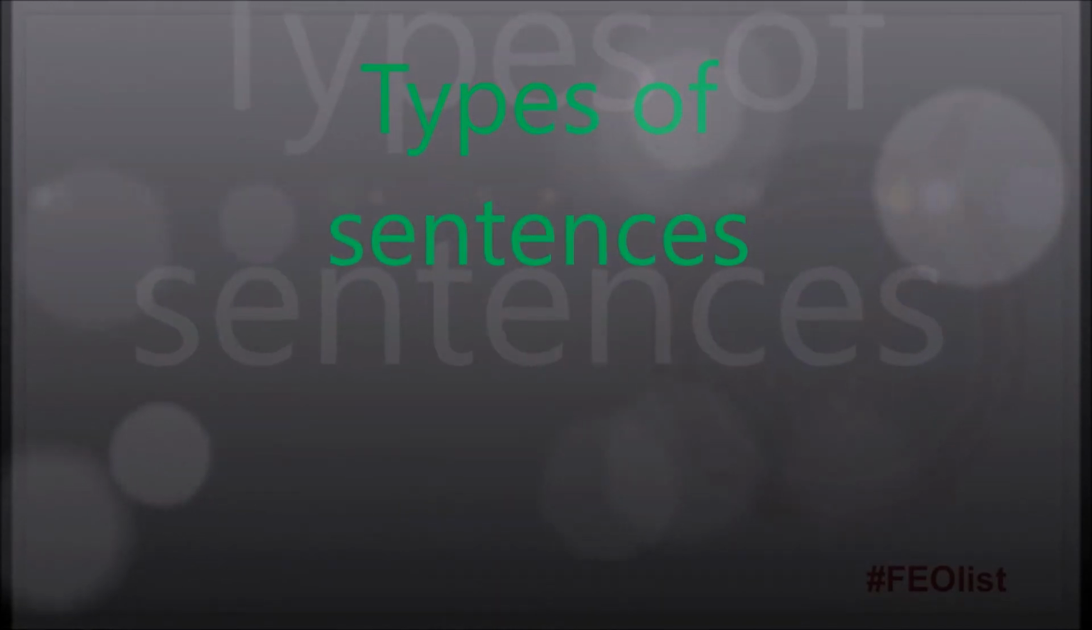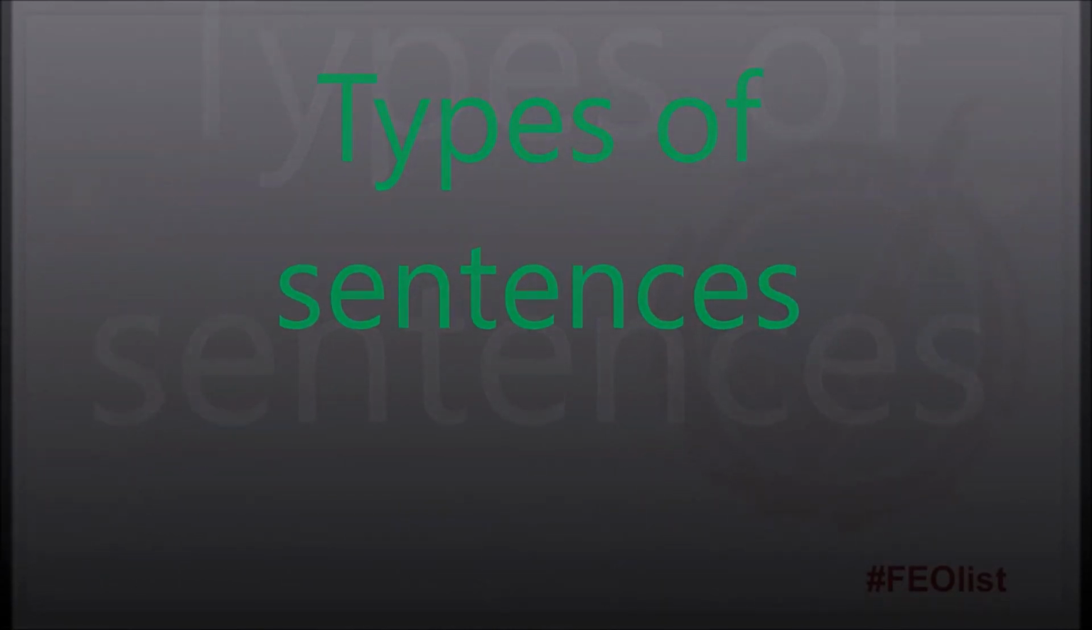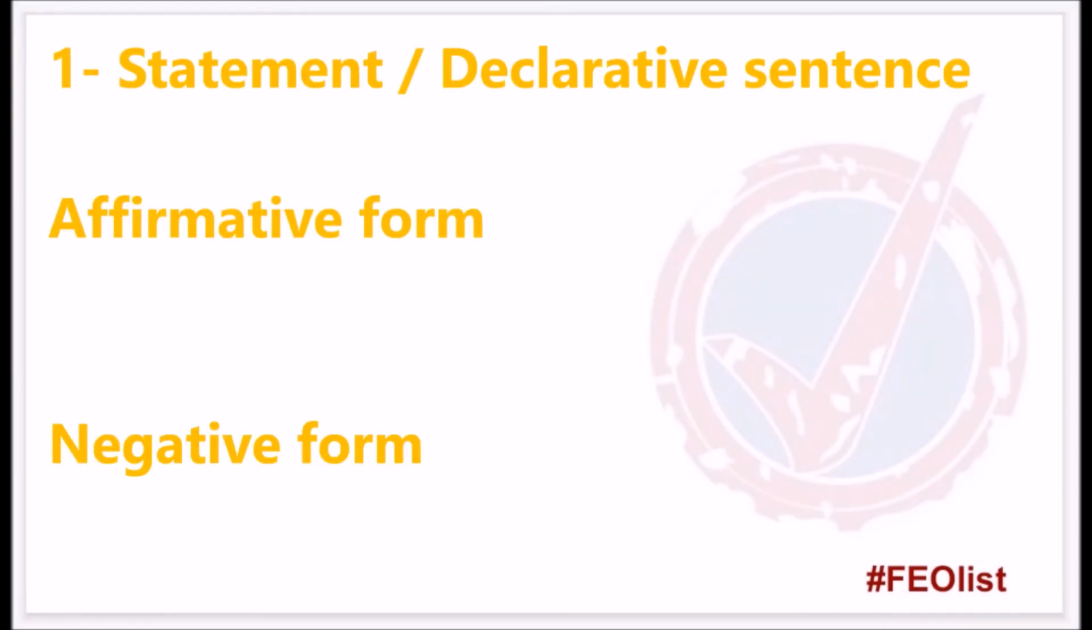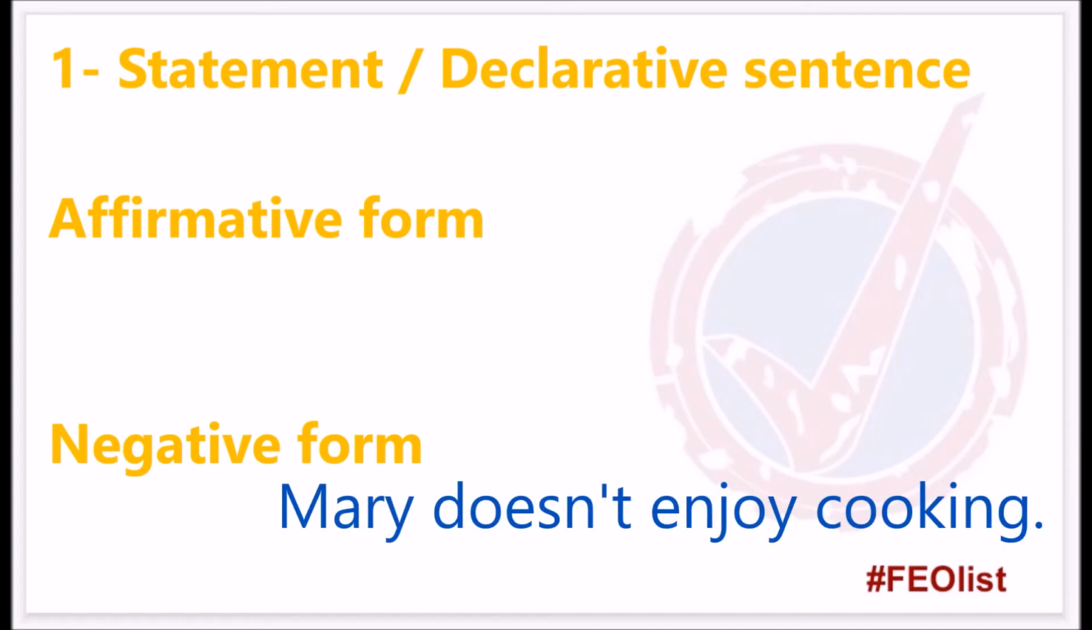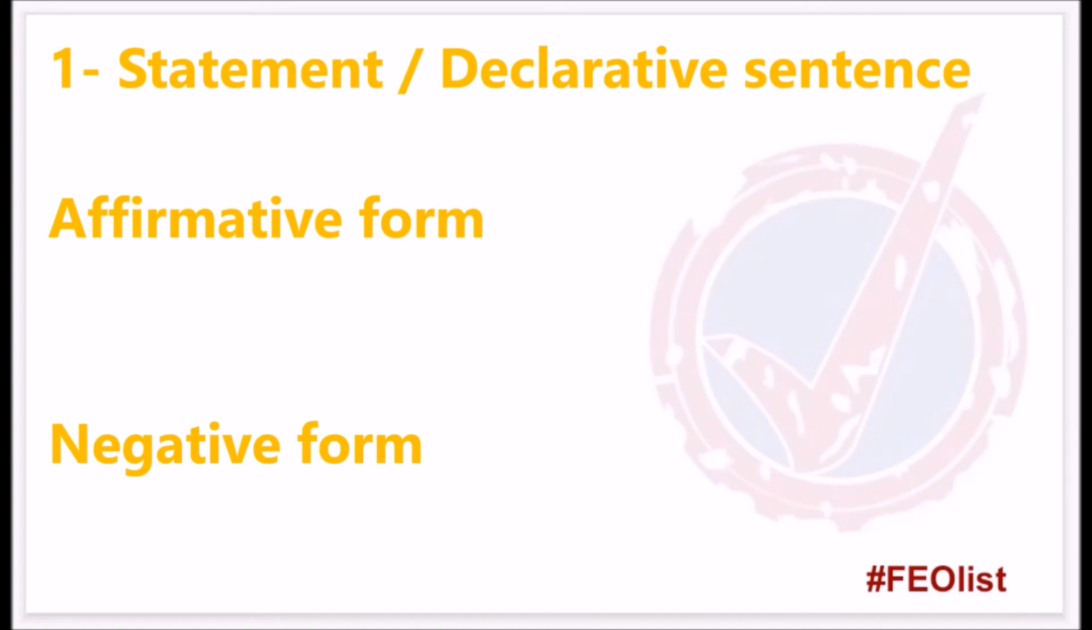Now we're going to check the 4 types of sentences. Number 1, a statement or a declarative sentence. So it can be in the affirmative form, for example, He studies during the week. But it can also be in the negative form, Mary doesn't enjoy cooking. This is the most common type of sentence.